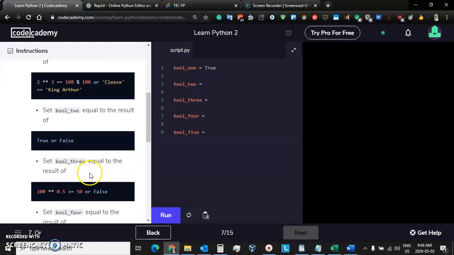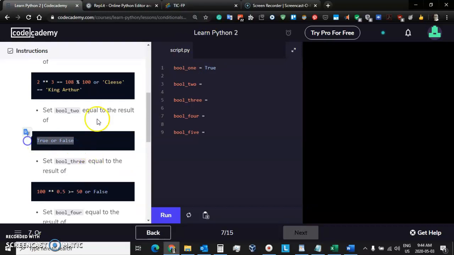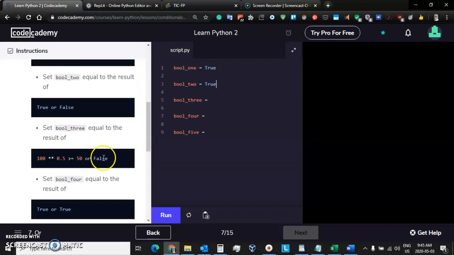Okay, let's go on to the second one. So true or false. Well, if the left side is true, then the whole thing is true, and you can see the left side is true. So we can evaluate that immediately to true. We'll go on to the next one. Let me copy and paste that in so we can take a closer look.